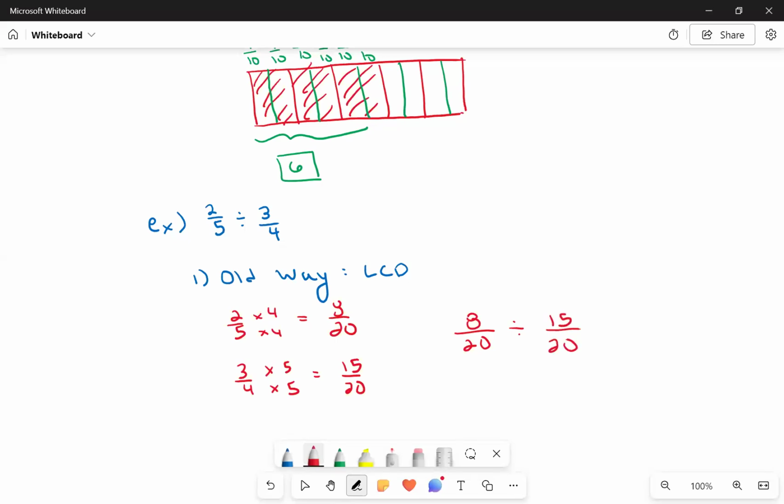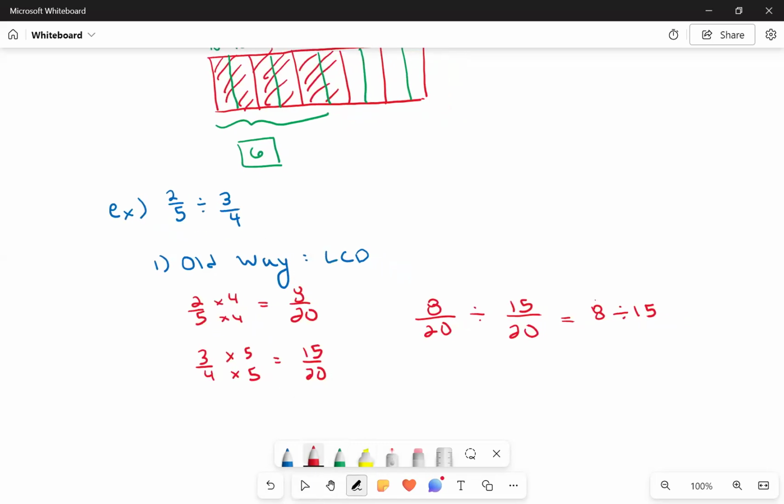And because they have a common denominator, they're broken into the same number of pieces. It basically allows us to drop the denominators and say that this is really just 8 divided by 15, which we can represent as the fraction 8/15. And that's it. That's how we could approach that. That's the old way. That's really just using the visuals for repeated subtraction.